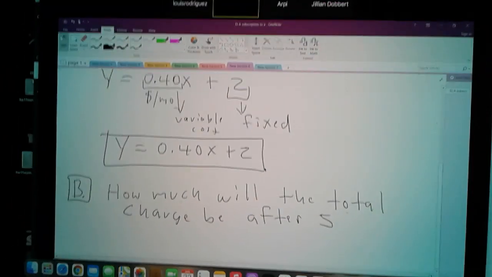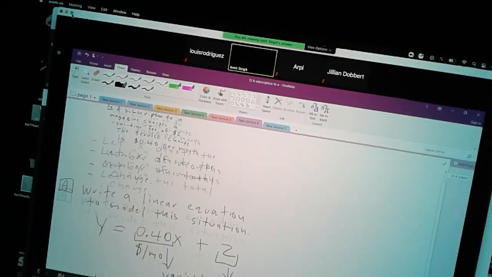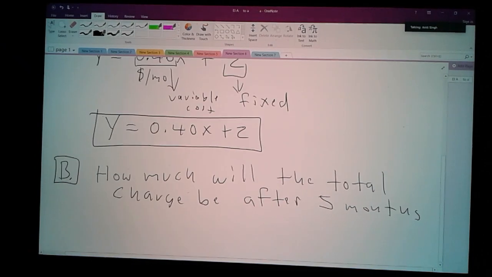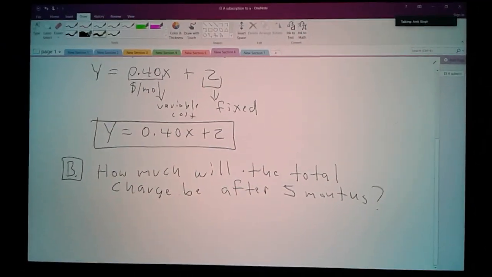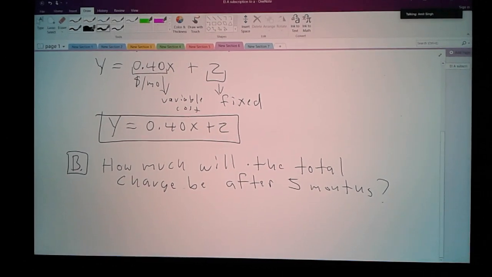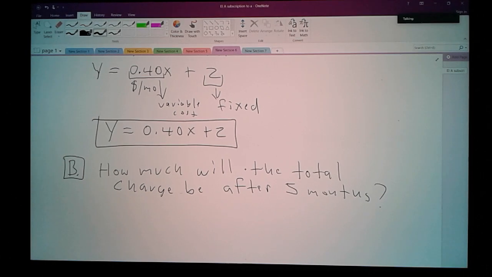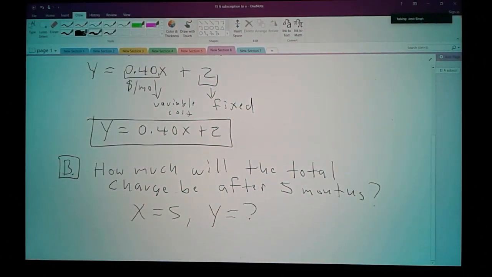So let's say you want to keep their service for a certain amount of time. So again, I said Y is the total charge, and X is the number of months. So let's say you want to keep the service for 5 months. How much are you going to pay? What's the total charge going to be for that after 5 months? So in other words, your X is going to be 5 months. What's Y going to be?